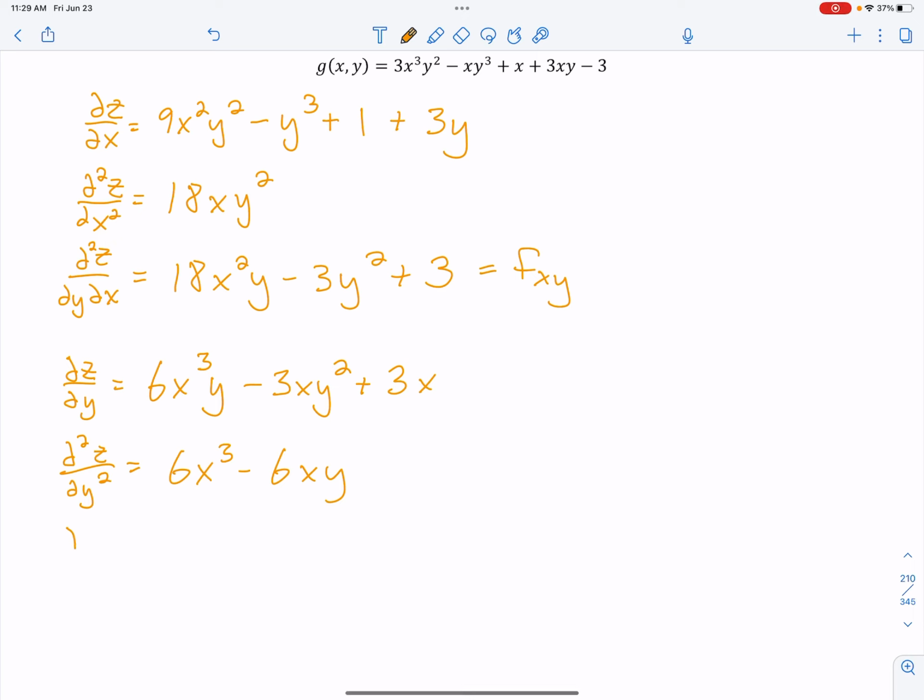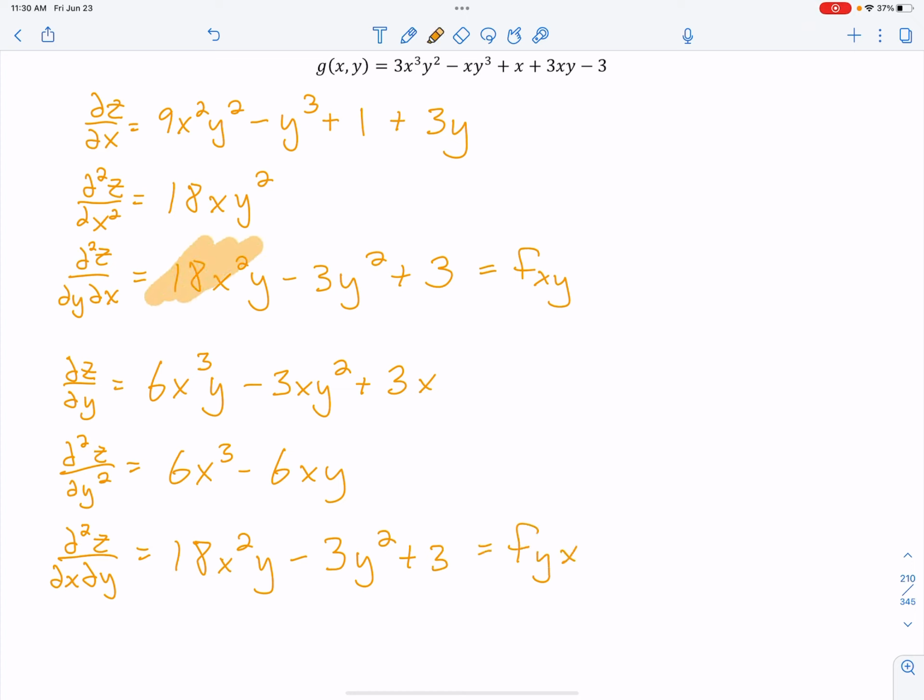And then we're going to do our mixed partial. Y was first, that's above, so we're looking here right now. I'm going to take the derivative with respect to x. So we get 18x squared y, minus 3y squared, that's the constant left, and then plus 3. Notice that this is 3yx.